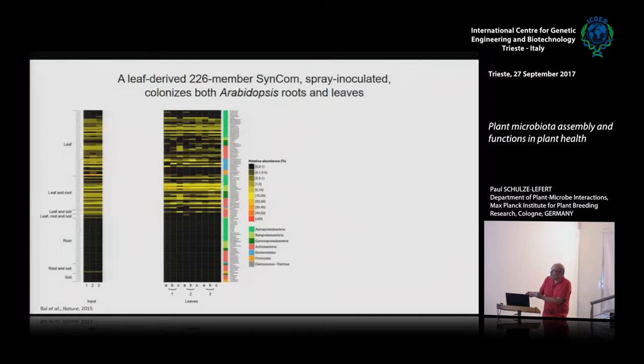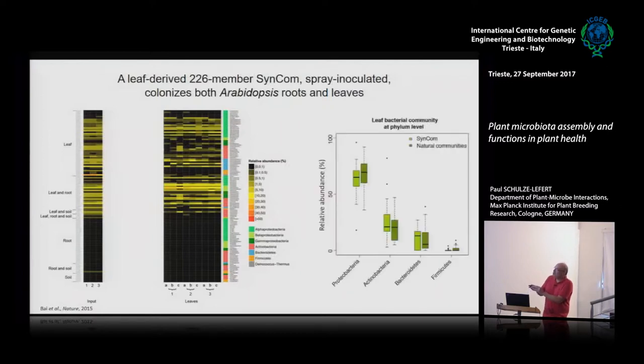So what is shown here in the color is the phylogenetic affiliation. And I mentioned to you in my introductory slide that the taxonomic structure at high taxonomic rank, at phylum rank, is very robust. We always see proteobacteria in natural communities when plants grow in nature. They are the most abundant ones, then actinobacteria, then bacteroidetes and firmicutes. And this is what is called a rank abundance plot.